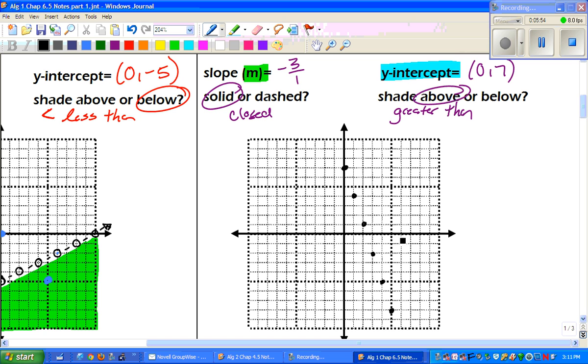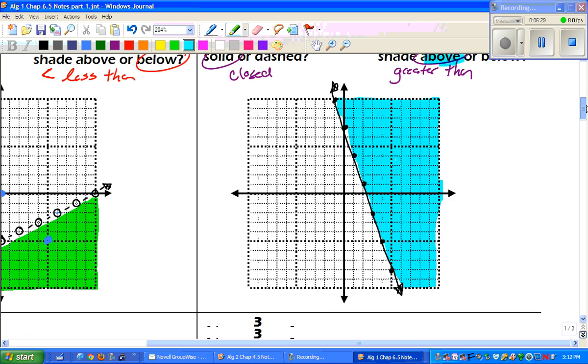1, 2, 3, and then continue it up there. And then we have to draw our line. And now this says that we have to shade above, so anything above the line can be an answer. Okay? So remember, we're getting all of this information pretty much just from what the inequality symbol is. Okay?